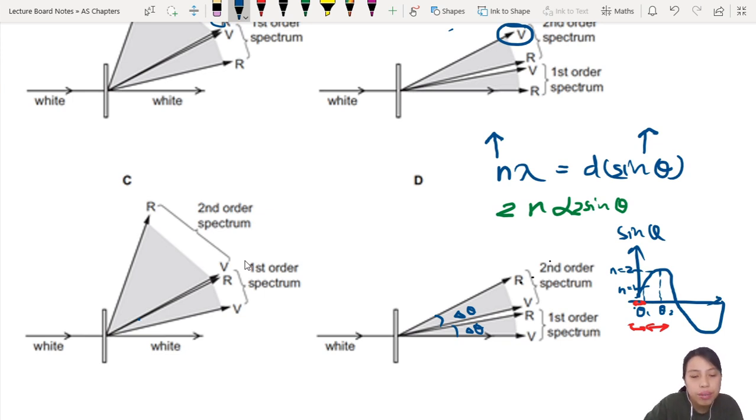Like this one: first order, a bit small. Second order, much bigger. Then this one: first order, a bit small. The second order, much bigger. So this is C.